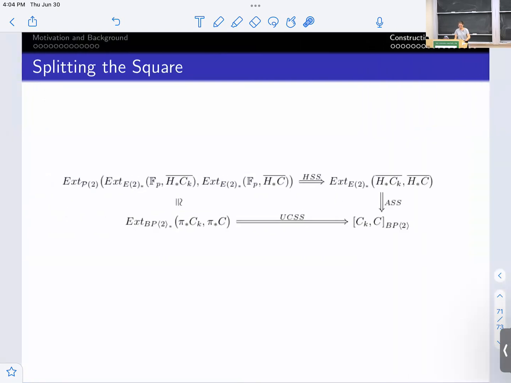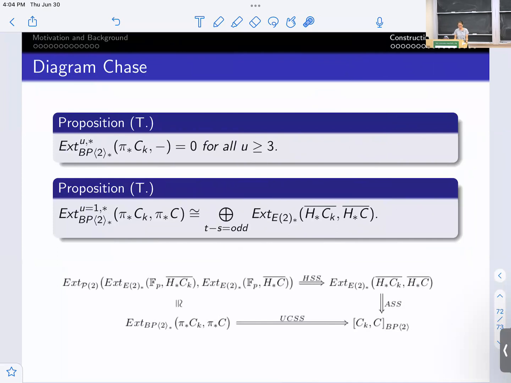Okay, so then finally, I'll say real quick a little bit about how we actually do this comparison. The first proposition we use is that if we're looking at maps out of pi star CK, that's going to be 0 for all U greater than or equal to 3. And that follows from pi star CK being V2 torsion free, because the differential increases the U degree by 2. So that tells us that everything on the X1 line is going to survive this universal coefficient spectral sequence. And it turns out there are a lot of non-trivial classes on there.